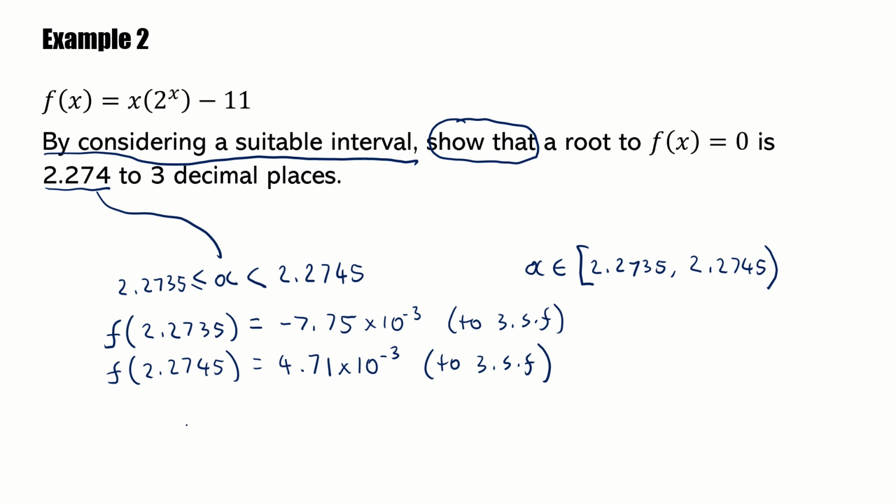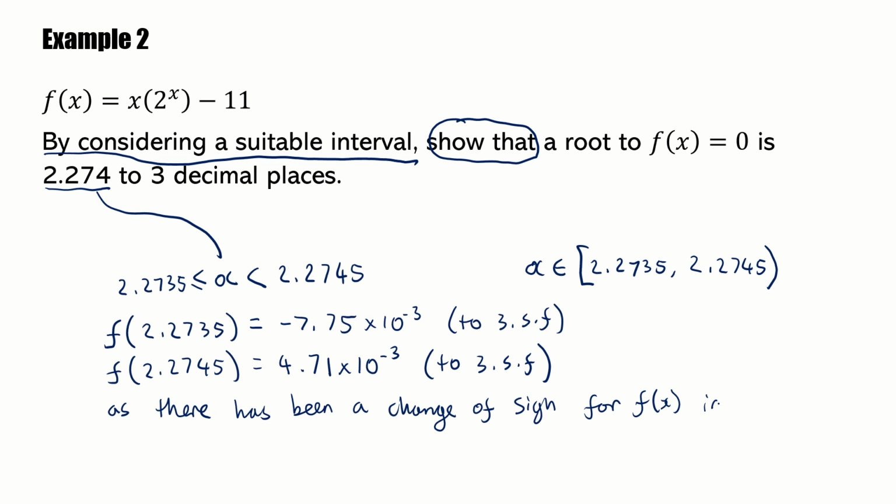As this is a show that question, we now just have to do a conclusion to illustrate that we know what's going on. So basically very similar to the previous example, I'm going to say, as there has been a change in sign in our interval, and the function is continuous, because neither of those two parts of this graph are ones that have vertical asymptotes or discontinuities.